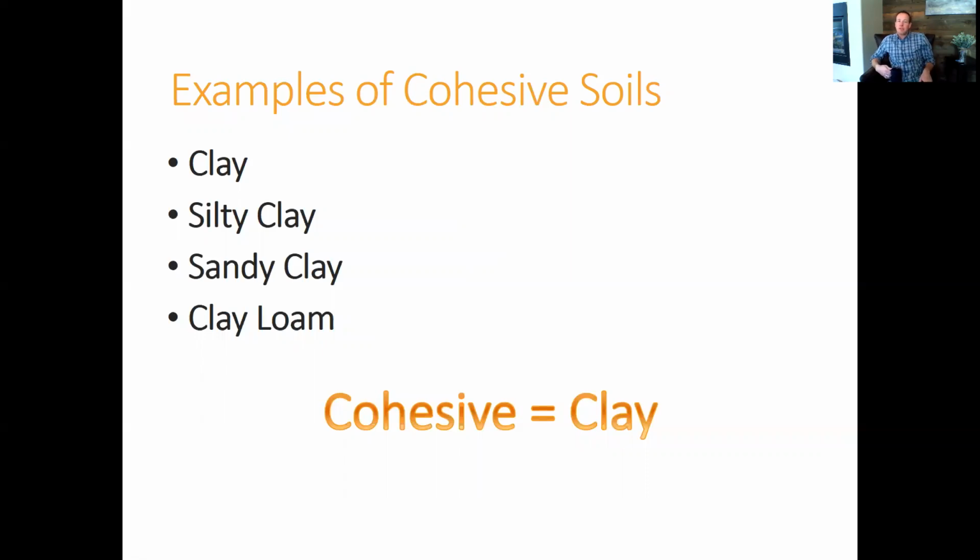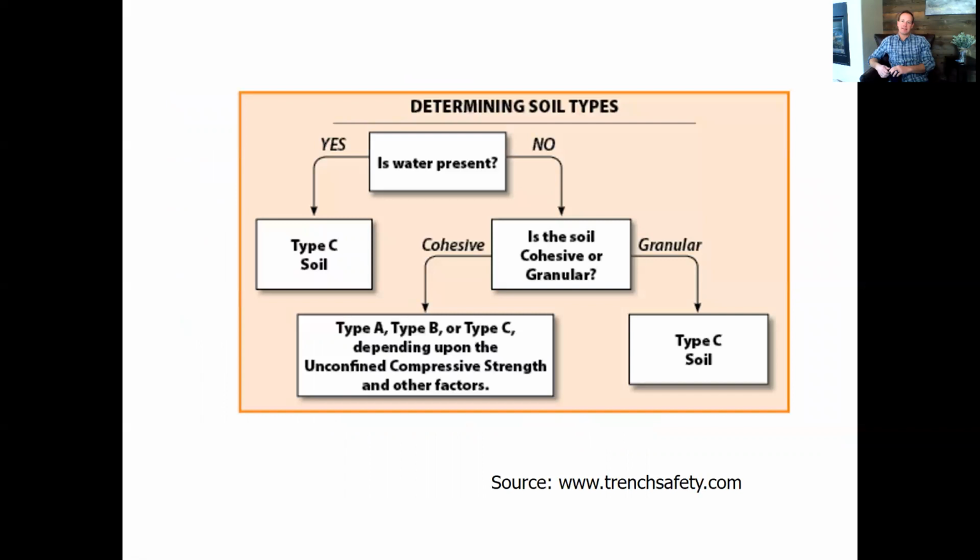So examples of a cohesive soil would be clay, silty clay, sandy clay, and clay loam. This can be a type A or type B, depending on whether it's granular or not granular. But that is cohesive. So it really holds together. So think of like pottery clay. And that's the cohesive nature of that type of soil.